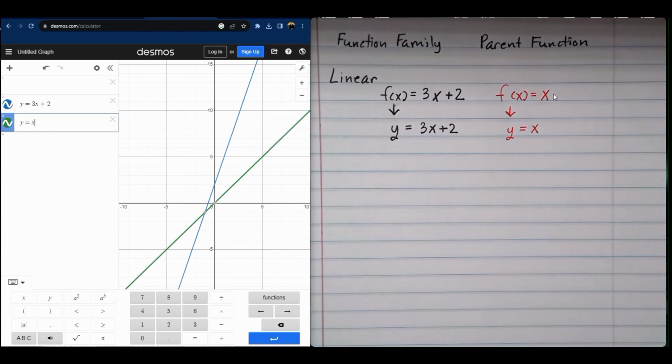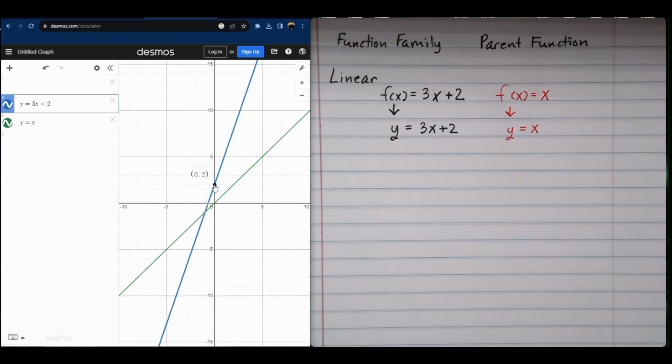If there's nothing there, it's represented by 0, and that's because its y-intercept is right here at the origin, and it goes through 0, 0. Notice that the family function, where it's modified, has a y-intercept of 2, and therefore if I were to go up to where it crosses the y-axis, right here, you will notice that it tells me that that point is 0, 2. So while this is of the same family, it originated from this parent function of f of x equals x.